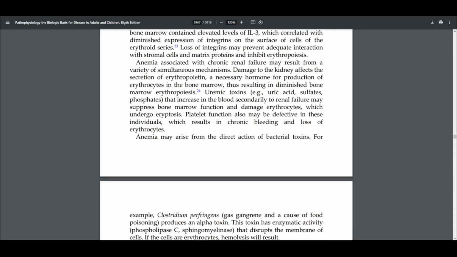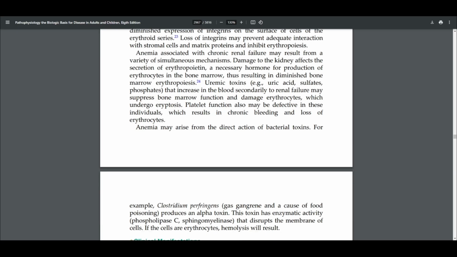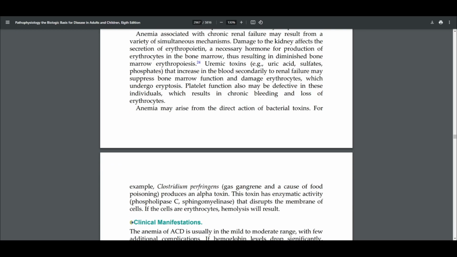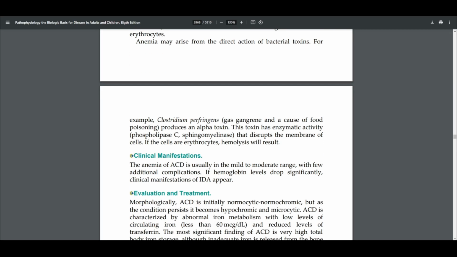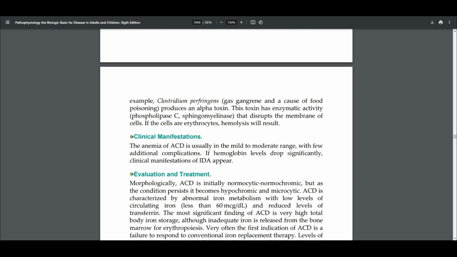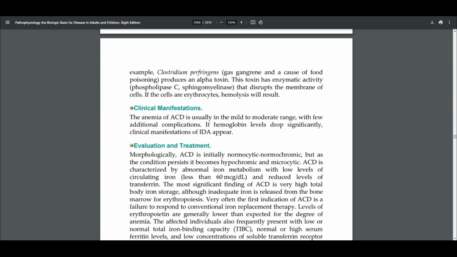Platelet function also may be defective in these individuals, which results in chronic bleeding and the loss of erythrocytes. Anemia may arise from the direct activation of the bacterial toxins. So, for example, Clostridium perfringens produces an alpha toxin. This toxin has an enzymatic activity that disrupts the membranes of the cells. If the cells are erythrocytes, hemolysis will result.